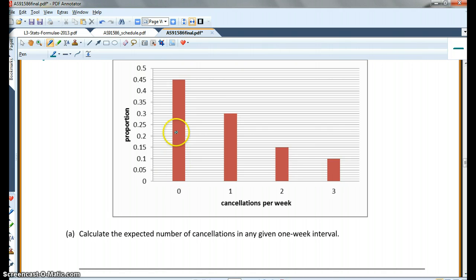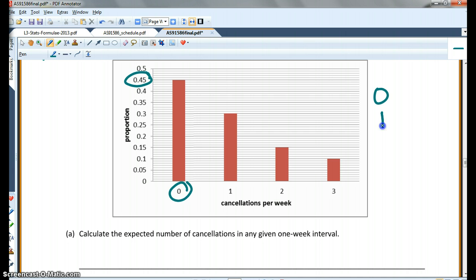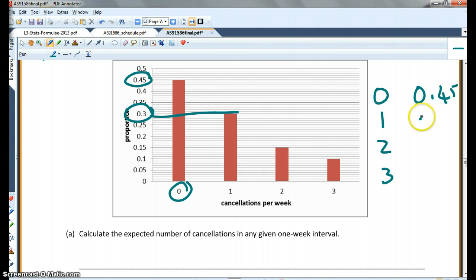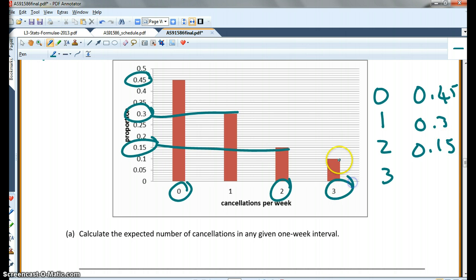So 45% of the time there was no cancellation. I'm actually going to put cancellations 0, 1, 2, 3 and 0.45 of the time. There's one cancellation 30% of the time. There's two cancellations 15% of the time. And there's three cancellations 0.1, 10% of the time.